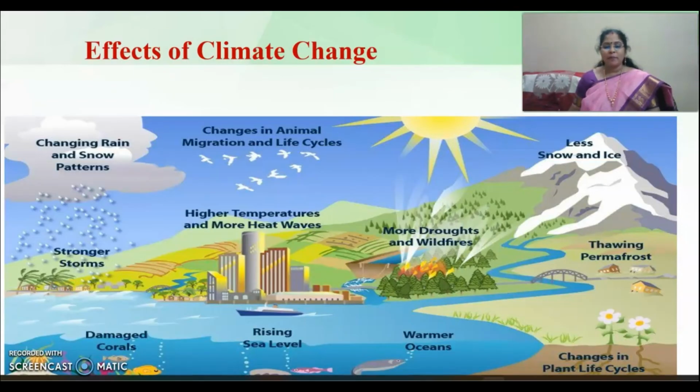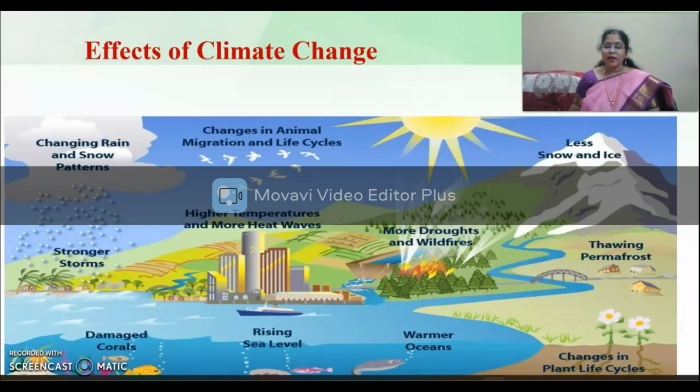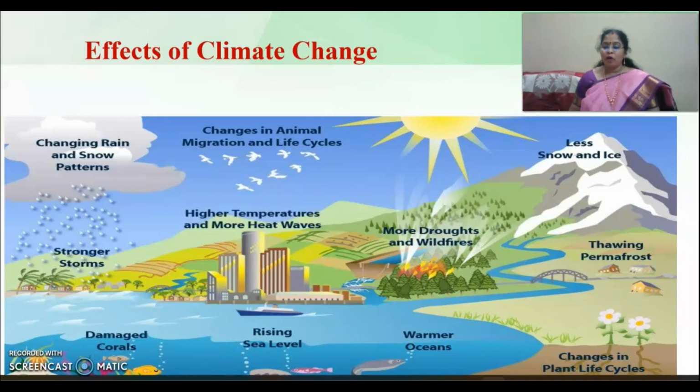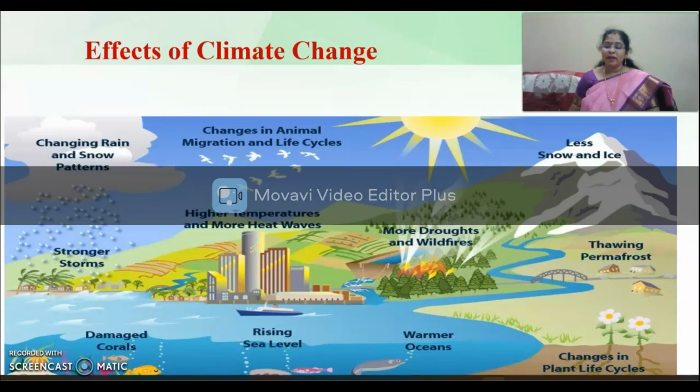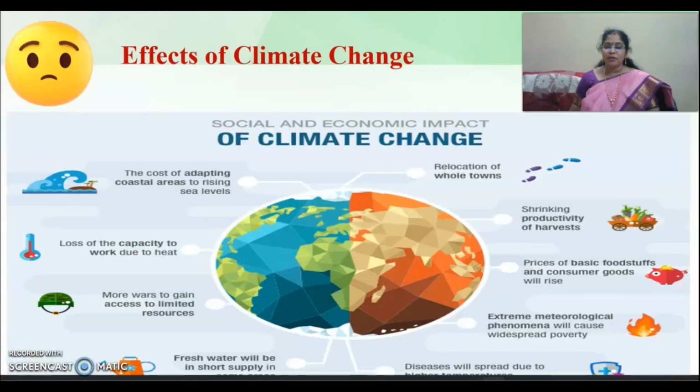What are the effects of climate change? It changes the rain pattern, animal migration and animal life cycle, and brings high temperature. It gives more heat waves and more drought, as well as wildfires and less snow and ice. It changes the plant life cycle, raises the sea level, and damages the coral reef. The ocean is warmer, and because of climate change the coastal areas may be submerged.